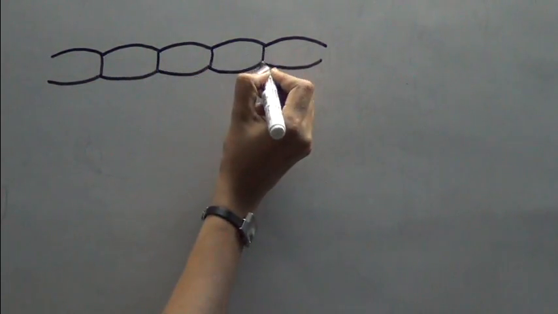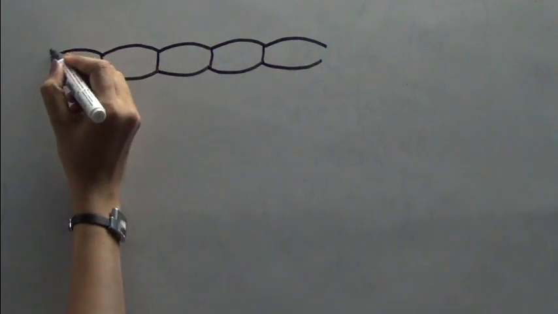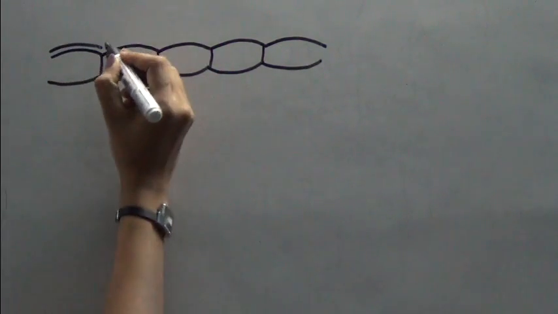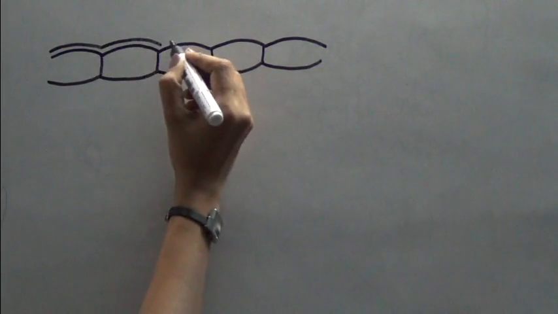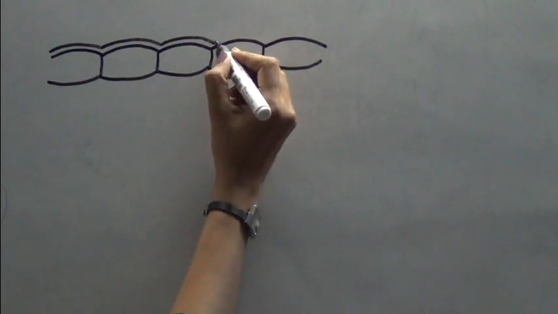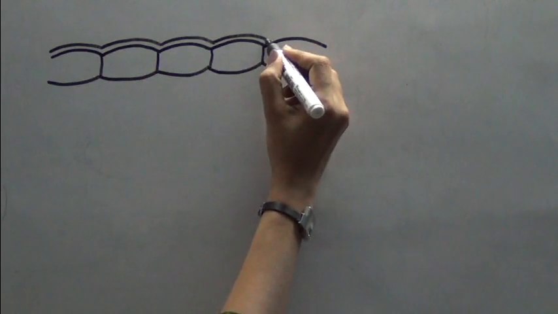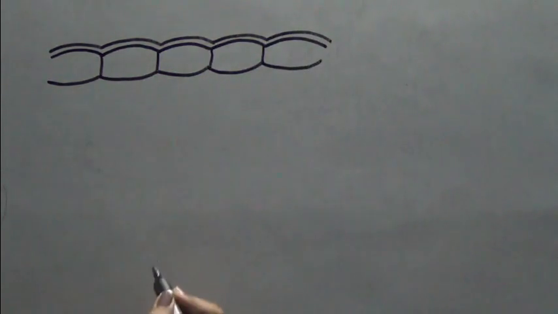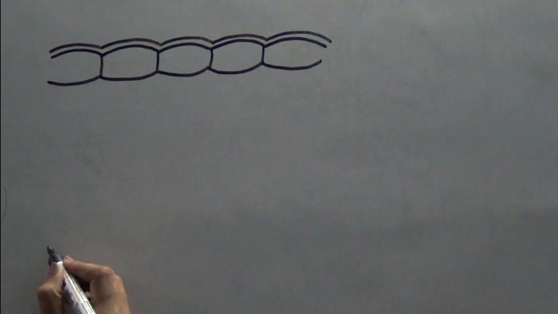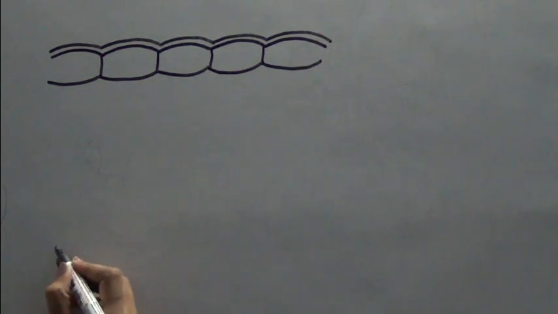This makes your upper epidermis. You know that epidermis of leaves are covered by a waxy layer called cuticle. So this is the cuticle. Now let us make the lower epidermis.